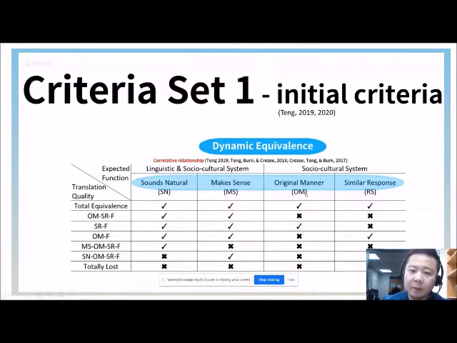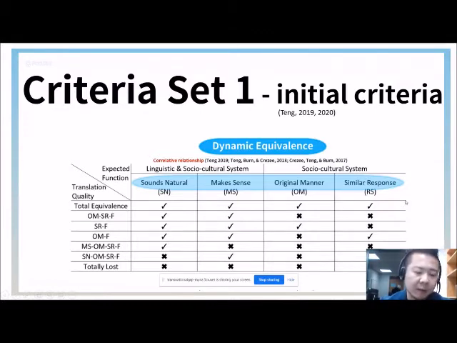In original manner, this one is a bit unclear. What I see with original manner, this element actually means the original pragmatic function. For example, whether the original text is to inform or to be sarcastic or to be persuasive. So that's the original manner, and a translation should be able to maintain that original manner. And then the last one, similar response.